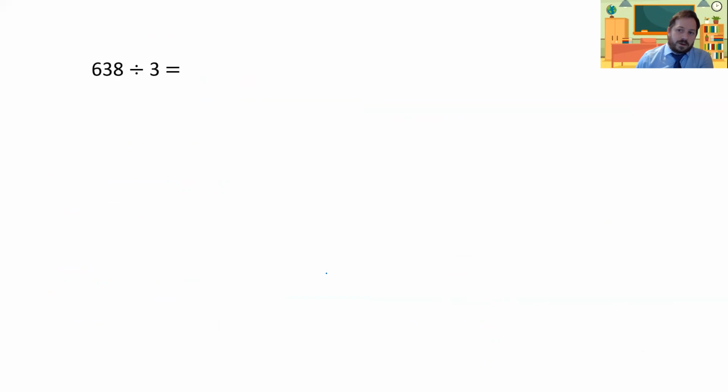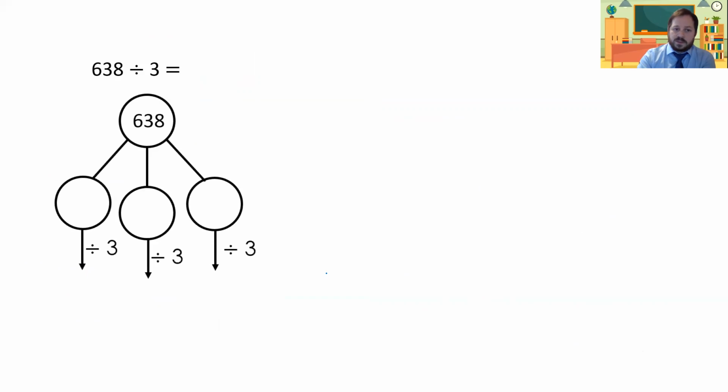Okay, our next one we're going to model is 638 divided by 3. So we can do this either in our part whole model and do a 600 group, which is 200s, because 2 times 3 is 6, and it's in the hundreds column. Then we can split this down 30 and 8. 30 is easy because it's 10.